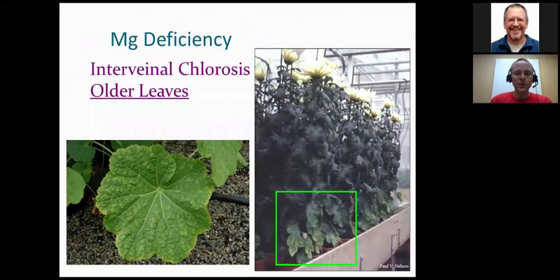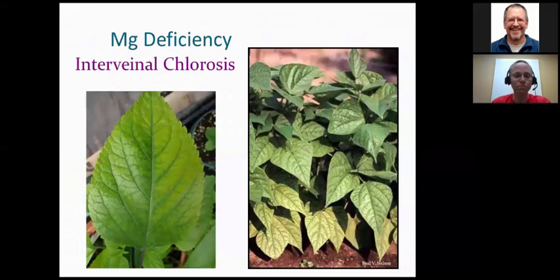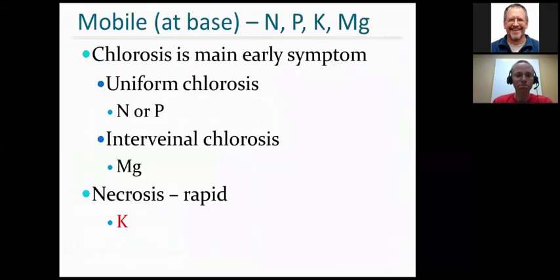Here's some examples. Here on the chrysanthemums on the right-hand picture, very classic. Just the lower leaves are showing the symptoms, and it's a very distinct interveinal chlorosis. The veins, the midrib of those leaves are dark green, and we have the chlorosis in between. And a little bit more subtle on the left-hand picture there, but it will progress, and you'd see it be a little bit more clear over time.